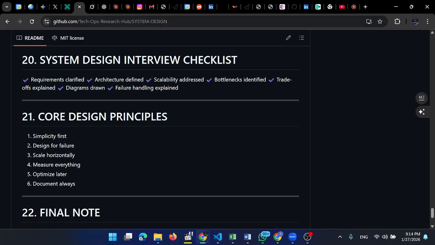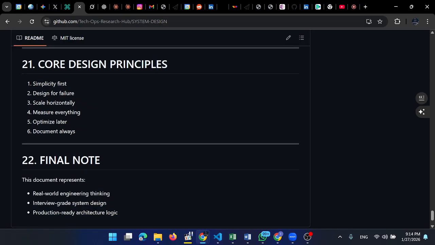You can name them. And then we have what we call core design principles. One of them is simplicity first. Two, design for failure. Three, scale horizontally. Four, measure everything. Five, optimize later. Six, document always. So these are some of the core design principles to look at, right? From the first bit to the last bit: simplicity first, design for failure, scale horizontally, measure everything, optimize later, document always.